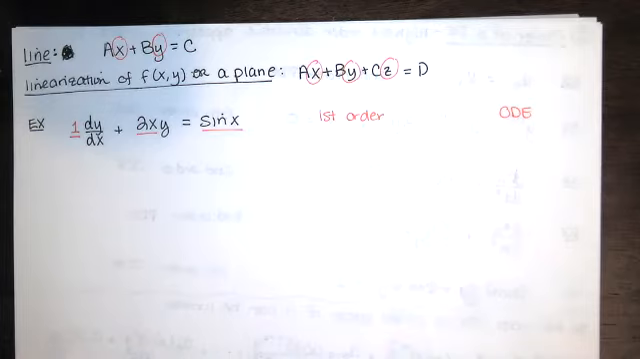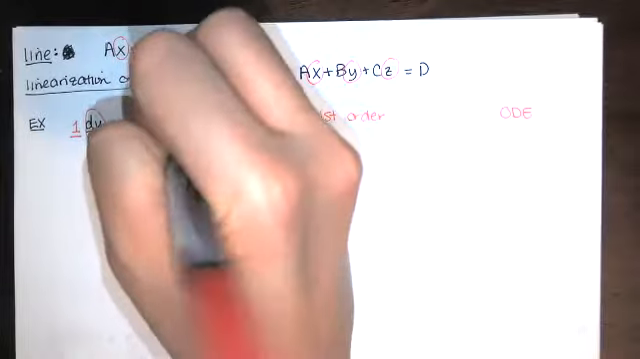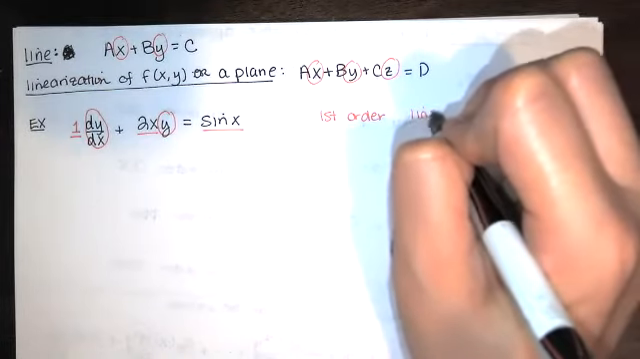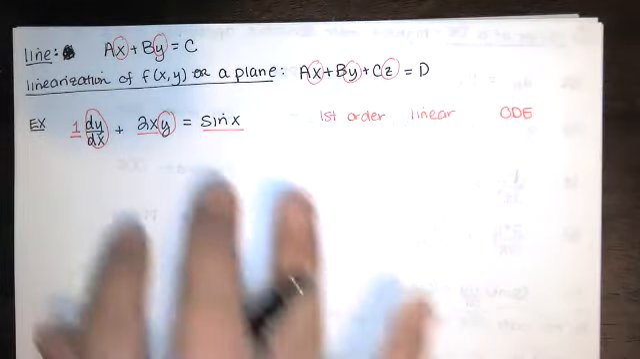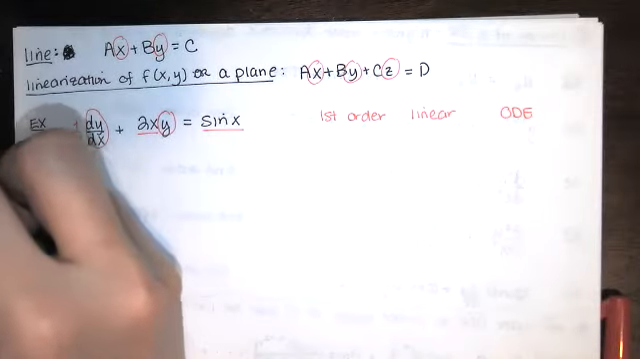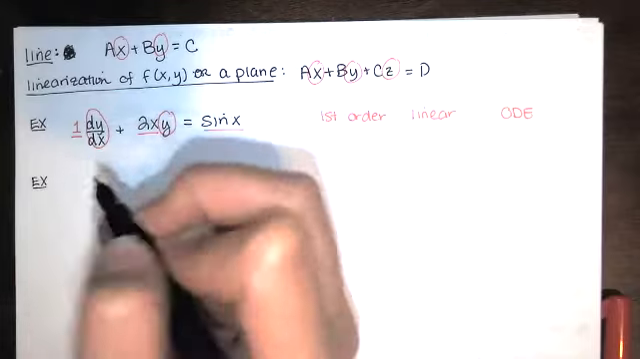The question is, do those depend only on the independent variable? The independent variable is x, so yes, those depend only on the independent variable. I've got y and the derivative of y with respect to x there, and both of those are raised to the first power. So this is a first order linear ordinary differential equation. We're going to learn to solve these pretty soon. Let's look at another one.